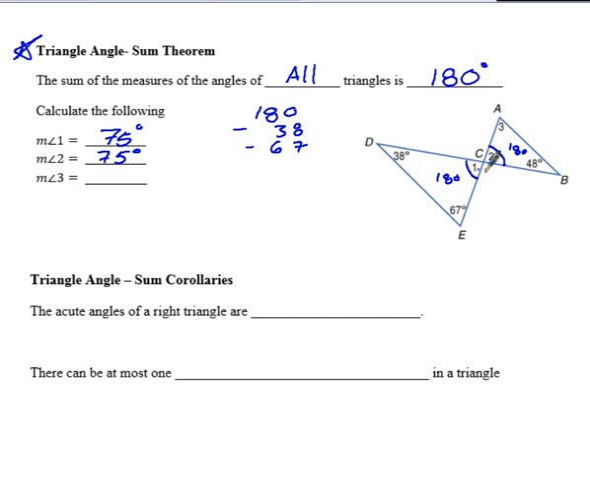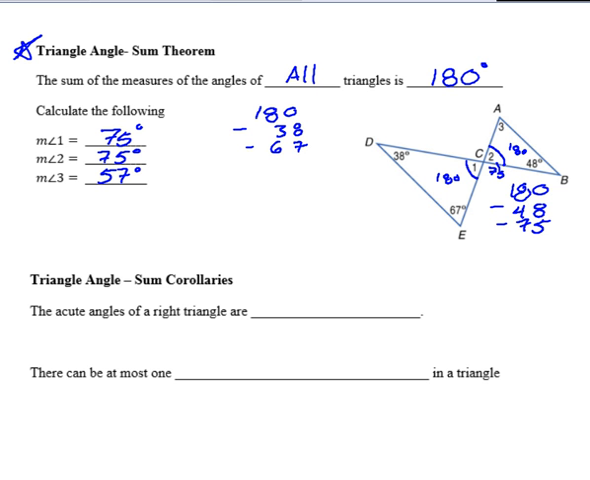Vertical angles are always equal. So if this is 75, this has to be 75. Now we essentially have two angles in this triangle, and we can do 180 minus 48 minus 75 to figure out what angle 3 is. And angle 3 comes out to be 57 degrees. So that's the triangle sum theorem. All triangles, the angles add up to 180.